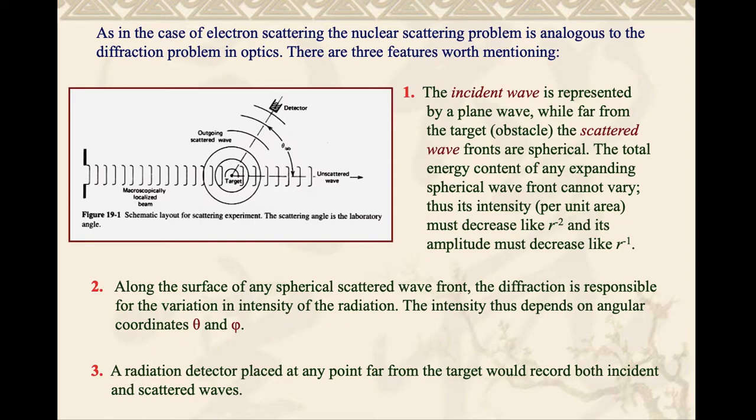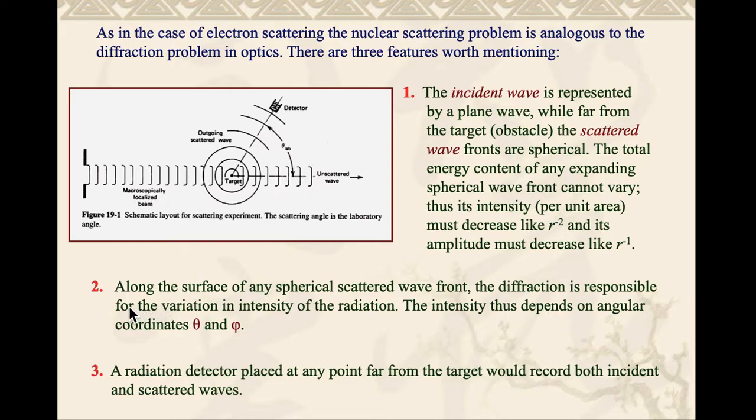That means the number in unit area will be changing. So, correspondingly, what we must have is that the intensity must decrease as r square, that means 1 by r square, which is r raised to minus 2. It is clear here that its amplitude must decrease like r raised to minus 1, because you are taking the amplitude square.